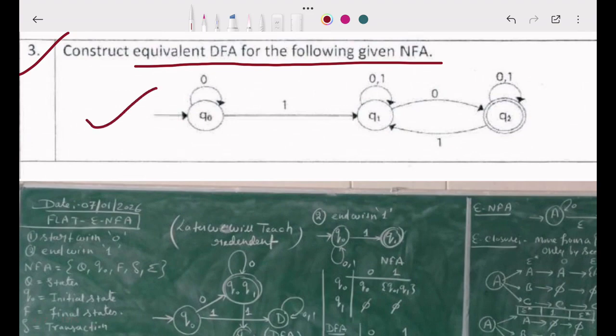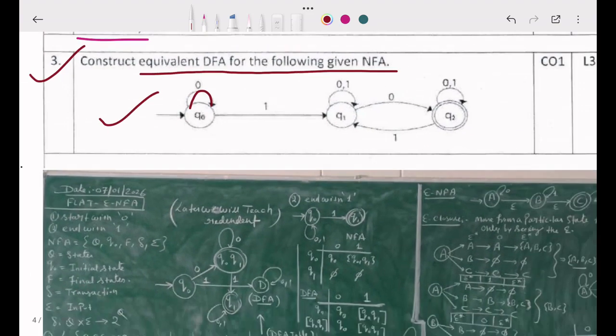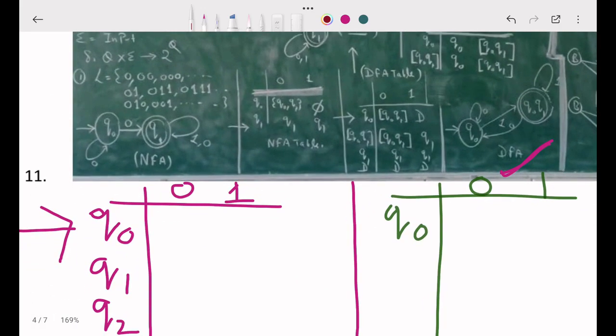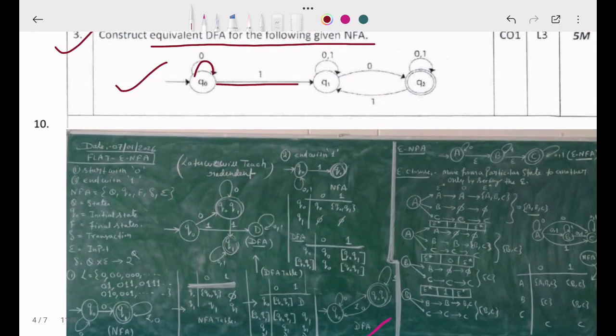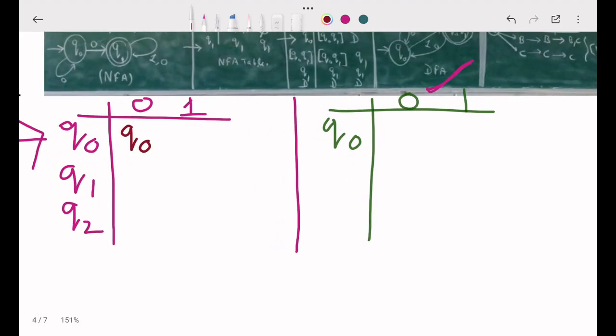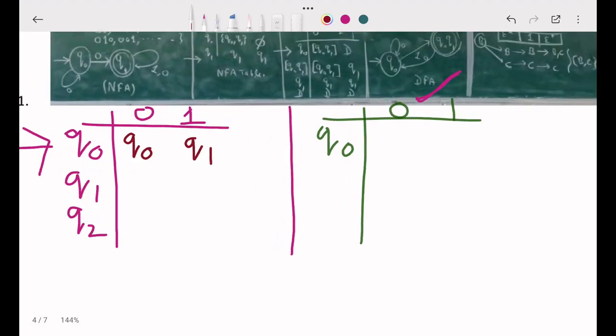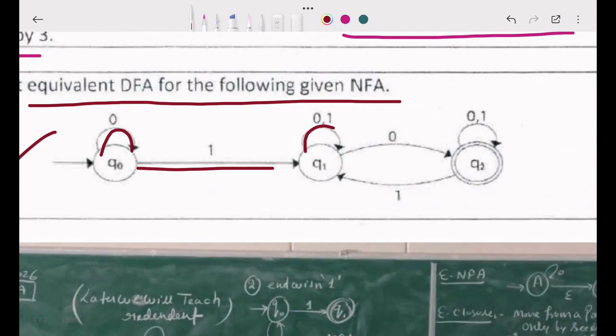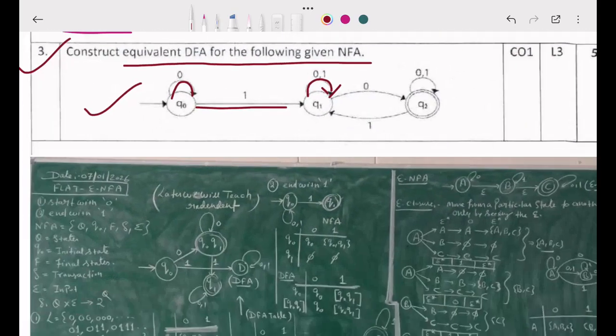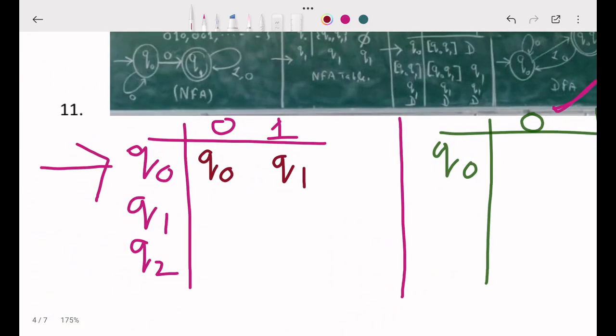So Q0 for 0 I am going to the self state. What is the meaning of this? Q0 for 0 I am going to the self state. And for 1 I am going to Q1. Done. Now Q1 for 0 and 1 I am going to self. Okay, means Q1, for 0 and 1 I am going to self Q1.